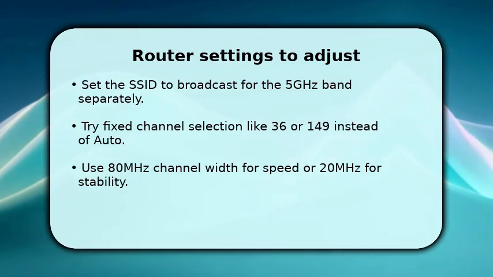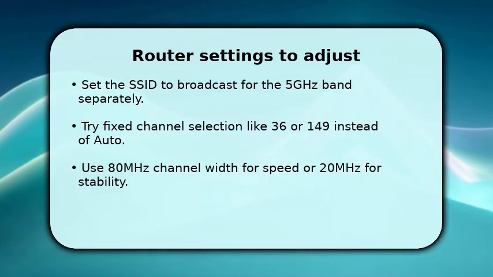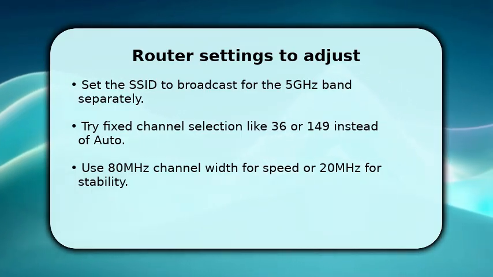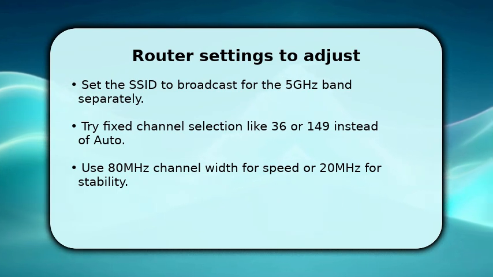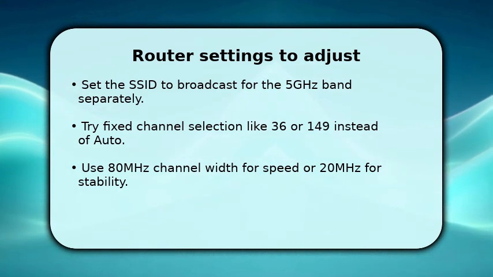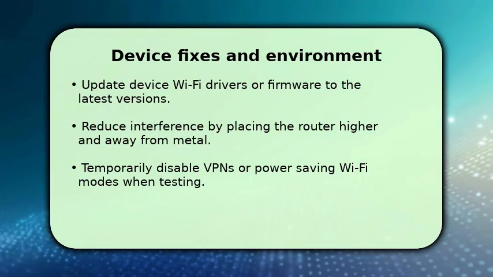Try fixed channel selection like 36 or 149 instead of auto to avoid DFS conflicts. Adjust channel width. Use 80 MHz for speed or 20 MHz for stability. Save settings and update device Wi-Fi drivers or firmware to the latest versions before further troubleshooting.